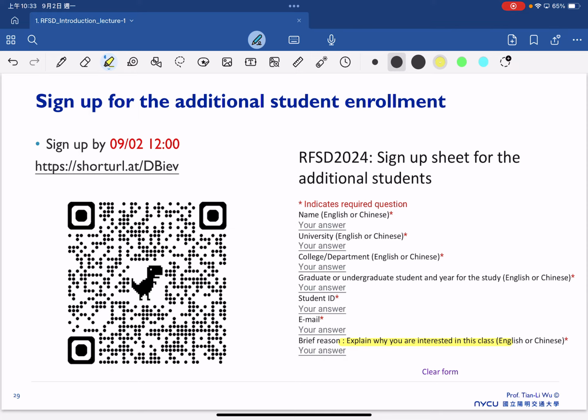So for the deadline, I only allow additional enrollment for students who finish this Google questionnaire by 12 today. After 12, we won't accept any additional requests, because otherwise there are too many students. That's why the students who came to the first class got some priority, and the students who still stay right now have the privilege to sign up.